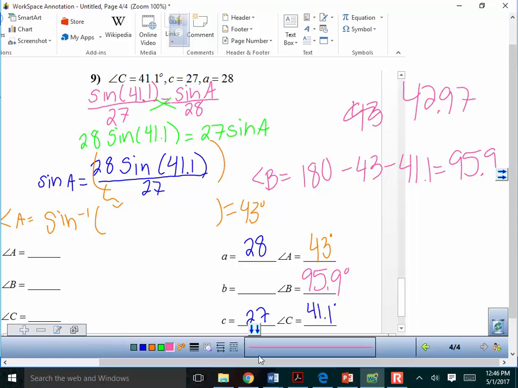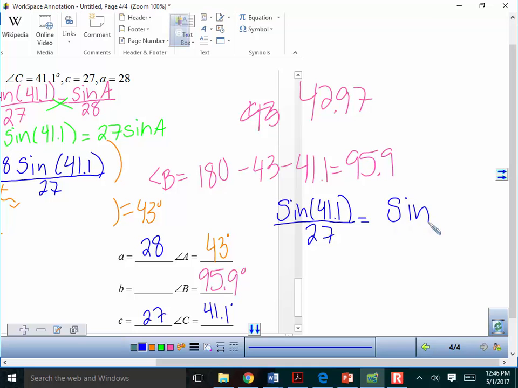Yeah? Okay. So now we need to use the law of sines again, right? So we are going to set this up as the sine of 41.1 divided by, what's opposite that one, 27, is equal to the sine of 95.9 divided by B. Do you see how we did that, guys? It's just the sine of the angle over the sine of the side opposite it. And that's how it's always going to be. It's always going to be the sine of this over this, the sine of this over this, the sine of this over this, right? Y'all can see that?